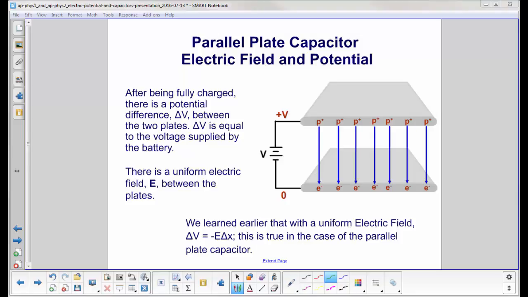After being fully charged, there is a potential difference, which we will call delta V, between the two plates. Delta V is equal to the voltage supplied by the battery. So you can see we will arbitrarily assign this as 0 and this is plus V, so delta V is V. There's a uniform electric field between the plates, and we learned earlier that with a uniform electric field, delta V equals minus E delta X, where delta X is your change in distance in this direction. This obviously will be true in the case of the parallel plate capacitor because we have a uniform electric field.